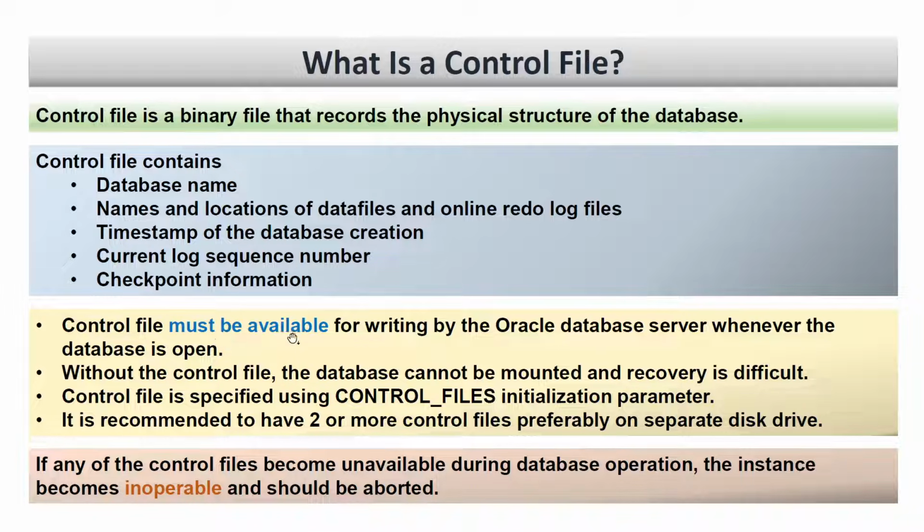Control file must be available for writing by the Oracle database server whenever the database is open. Without the control file, the database cannot be mounted and recovery is difficult. Control file is specified using the CONTROL_FILES initialization parameter. It is recommended to have 2 or more control files, preferably on separate disk drives. If any of the control files becomes unavailable during database operation, the instance becomes inoperable and should be aborted.